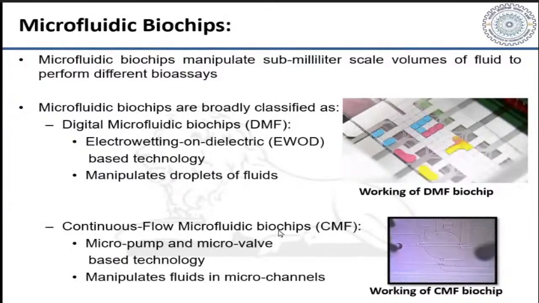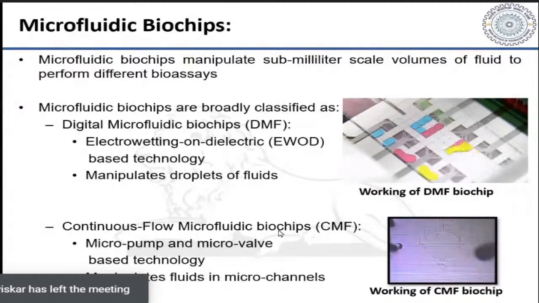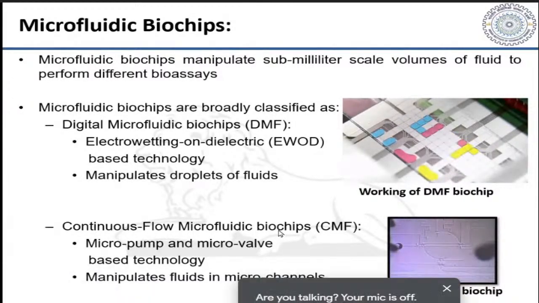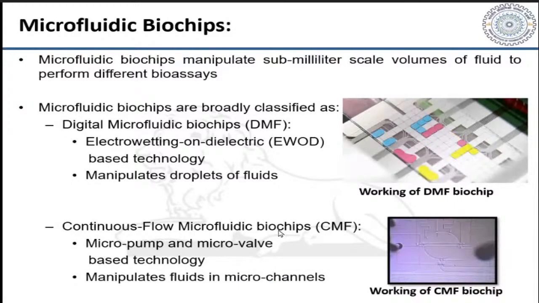Whereas in continuous flow microfluidic biochips, the fluids flow through micro channels, and these channels are etched on a substrate. The substrate may be made of glass, or sometimes PDMS. PDMS is basically a plastic, polymer kind of material. And in the case of digital microfluidics, the physics behind it is EWOD, which is electrowetting on dielectric.